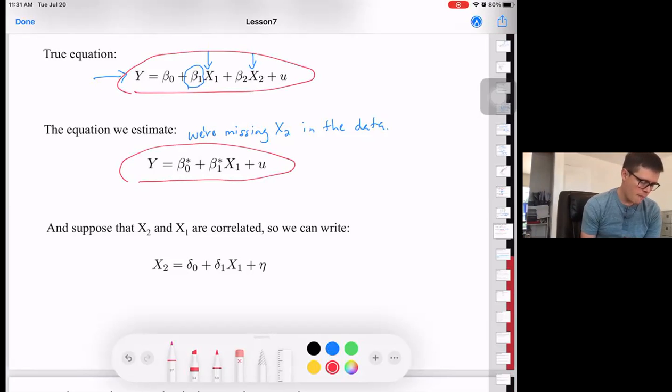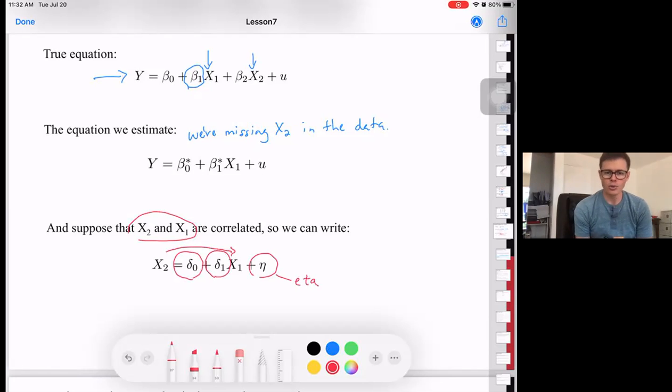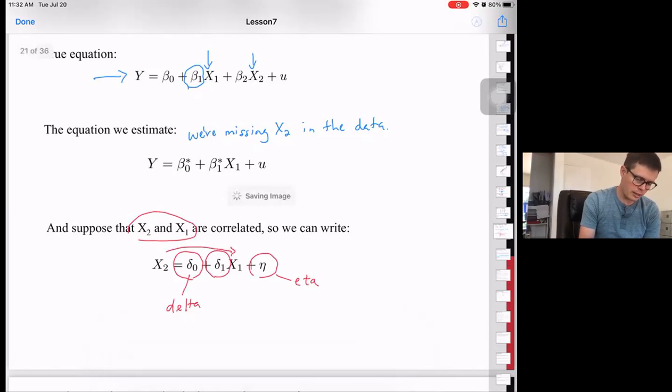And suppose the x2 and x1 are correlated. So we can write a function of how x1 and x2 are correlated. x2, if we regress it onto x1, would give us a regression equation, delta naught plus delta 1 times x1 plus an error term, which we will call eta. Delta and eta. Okay, so we can write x2 in terms of x1 because they're correlated.